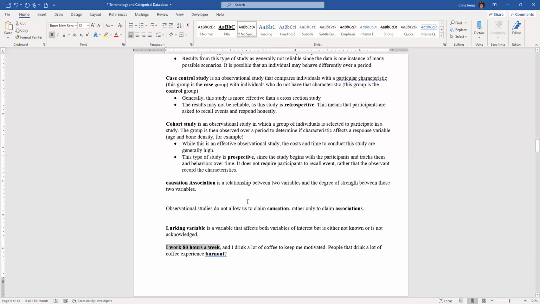Lurking variable basically means that there's something else going on that we're not necessarily recording. So maybe we're looking at people that drink a lot of coffee, but we're not looking at the fact that all those people that work 80 hours a week drink a lot of coffee. So be careful when you're doing these sorts of observational studies. Sometimes there's an underlying variable that happens to actually cause the association.